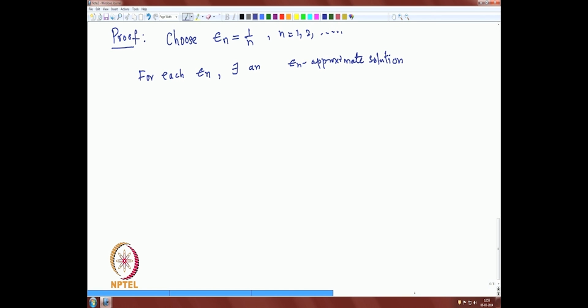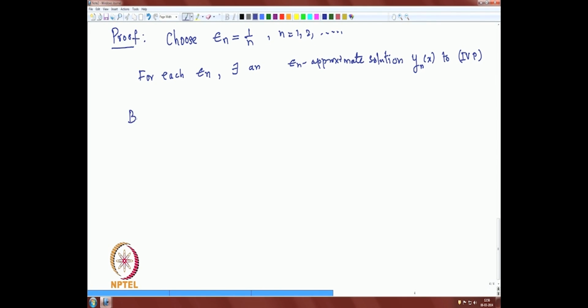Approximate solution, call it yn(x), to the initial value problem. This is true because of our previous theorem: for every epsilon n, there exists an epsilon n approximate solution, which we denote by yn, to the initial value problem.